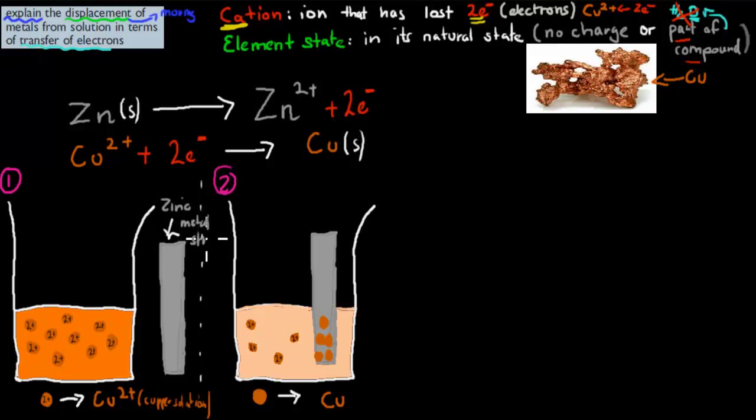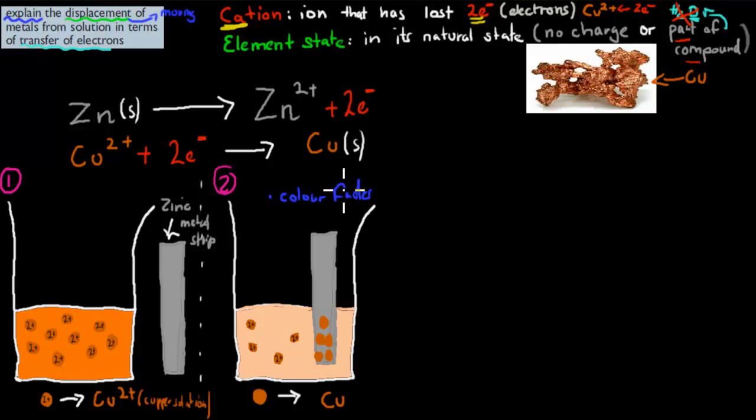And it's in its elemental state, which means that it is in its natural state, so it's solid. This was a solution. This here is solid. What we're going to do is put this strip into the solution. And then we have a couple of observations. The first observation is that the color fades.